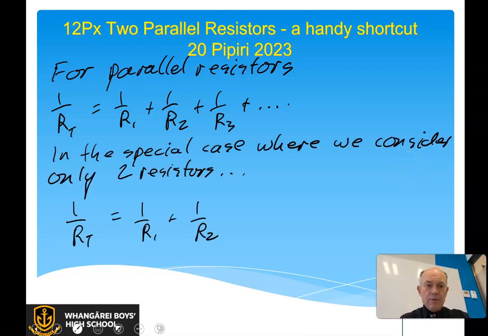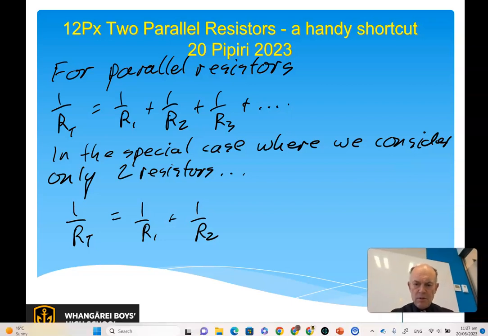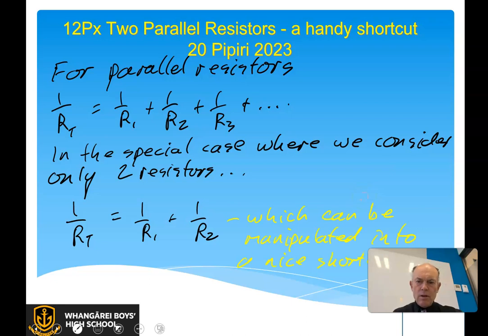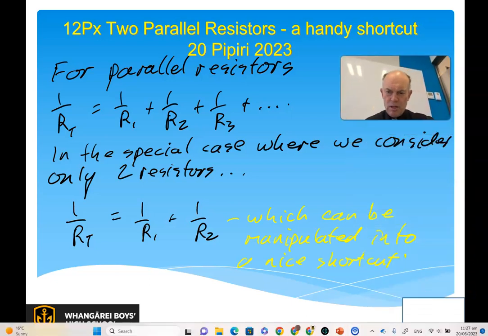Moving along, in the special case where we only have two resistors, or we might be only considering two, we have our total resistance, the reciprocal of it, 1 over RT, is equal to 1 over R1 plus 1 over R2. And that can be manipulated into a nice shortcut.